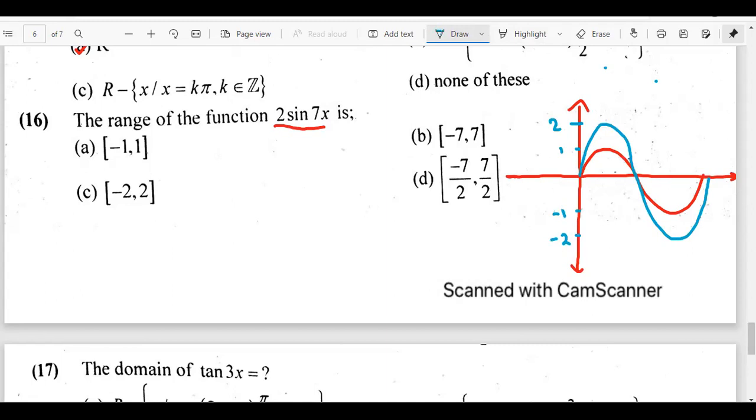So what you need to understand is that whatever number is coming here, your range would be determined through that. If we had sine 7x, the answer would have been A. In this case, we have 2 sine 7x, so the answer would be different. What would be the answer?